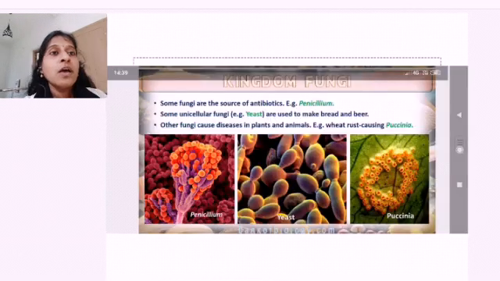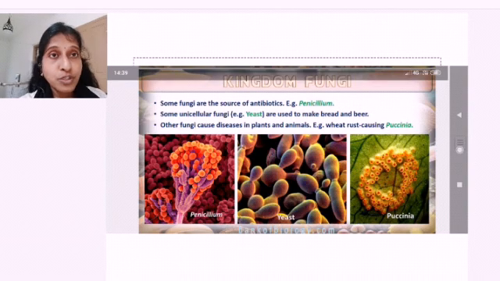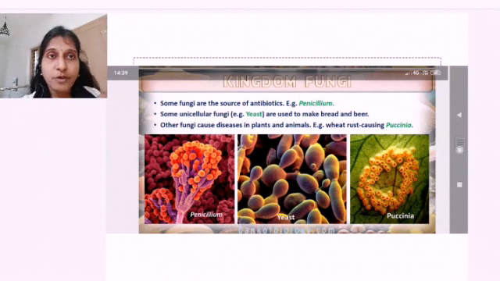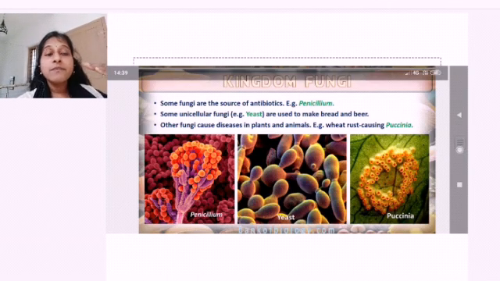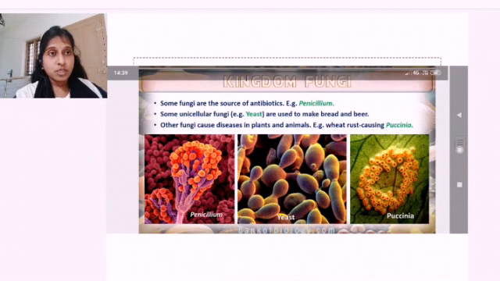Now, some fungi are a source of antibiotics. Do you know what antibiotics are? They are medicines produced from useful microorganisms which are used for killing harmful microorganisms. That one we call antibiotics. Here, when you are seeing this fungus, Penicillium notatum, from that only I am getting an antibiotic. The name of the antibiotic is penicillin.